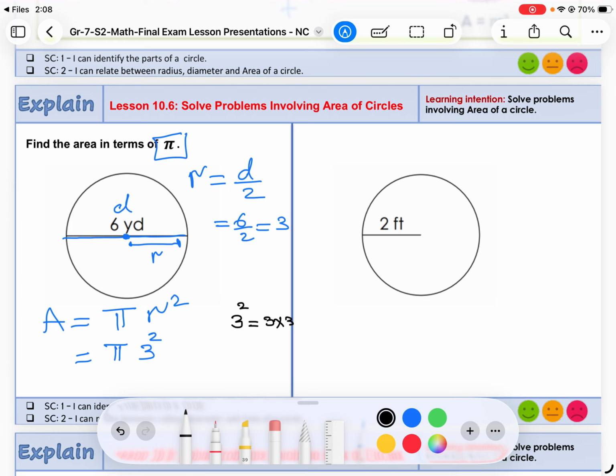The exponent tells you how many times the number is being multiplied by itself. So it's going to be 3 times 3, which is equal to pi times 9. 3 times 3 equals 9. So the final answer will be 9 pi yards squared. That's it. So again, we solved it in terms of pi. We kept pi as it is.